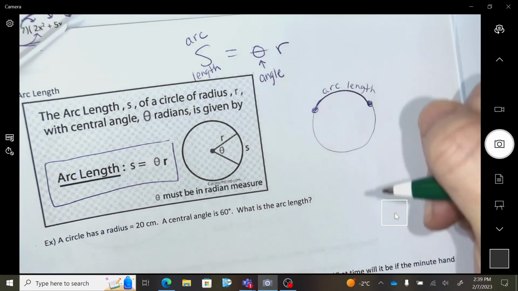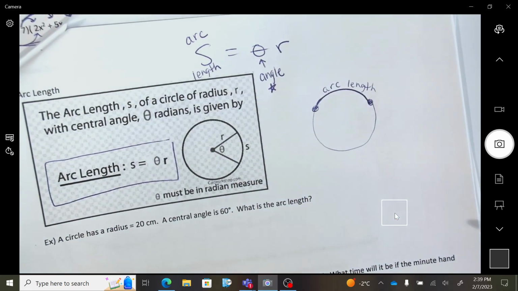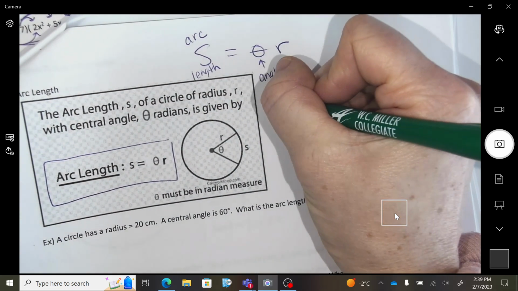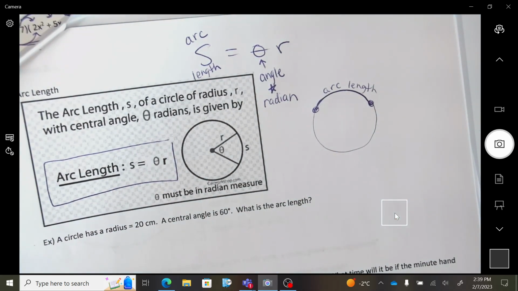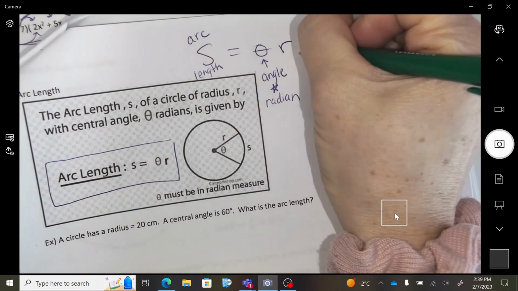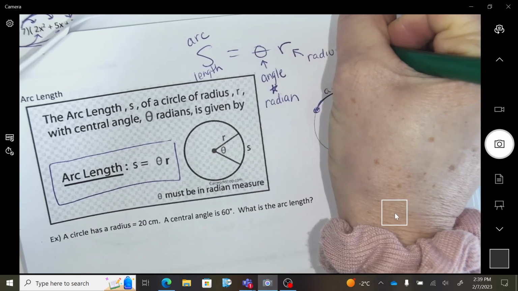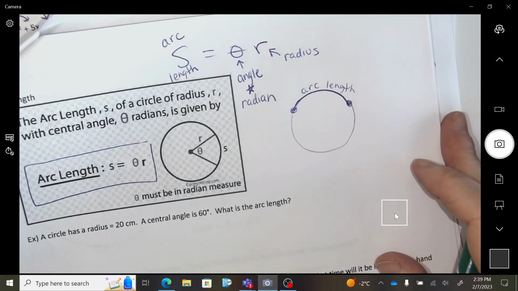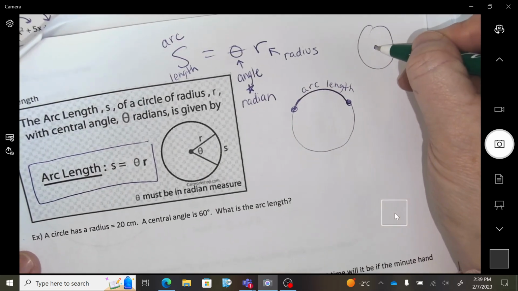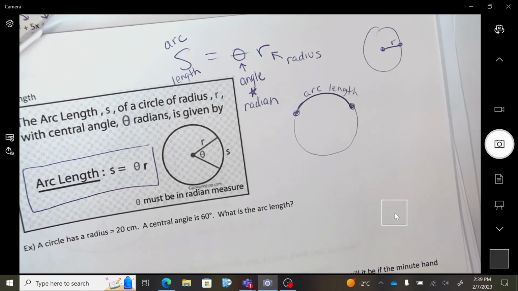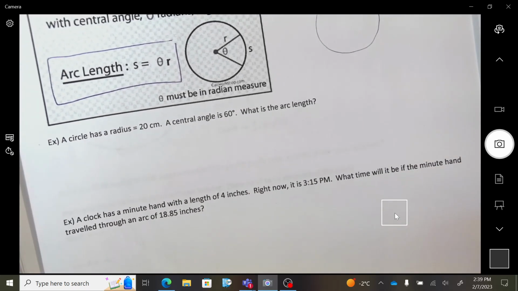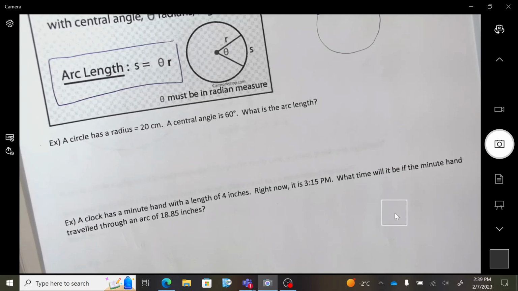The angle, but this is important. When you put the angle in, it has to be a radian angle. Don't put degrees in. And then this is the radius. Does everybody know what a radius is? What if I trick you and put a diameter in? Do you know what to do? Divide by 2. Because there are going to be some questions in your booklet that have diameter, so make sure you remember diameter is twice as long.